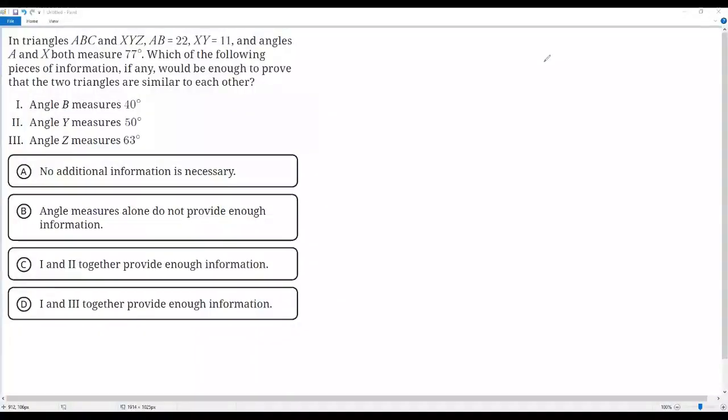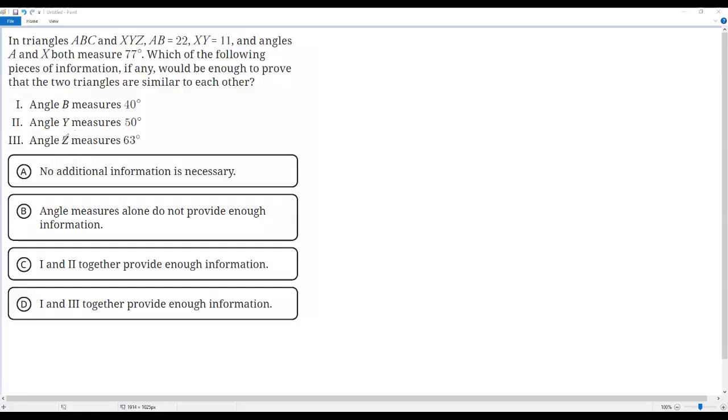Here we have a SAT math question on triangles. Okay, let's go over the question. In triangles ABC and XYZ, AB equals 22 and XY equals 11, and angles A and X both measure 77 degrees. Which of the following pieces of information, if any, would be enough to prove that the two triangles are similar to each other?